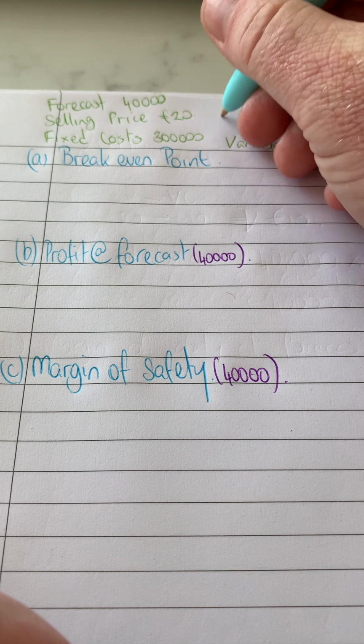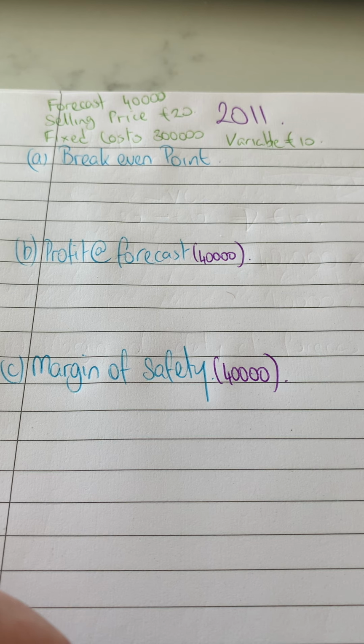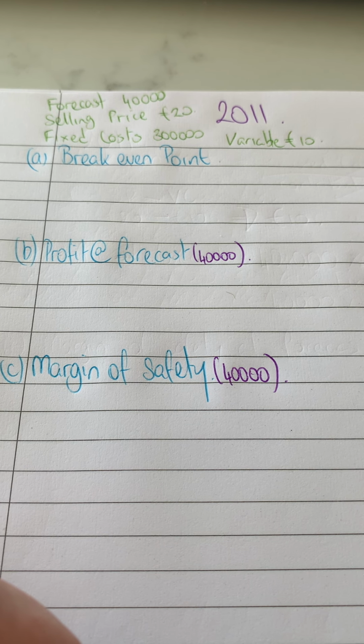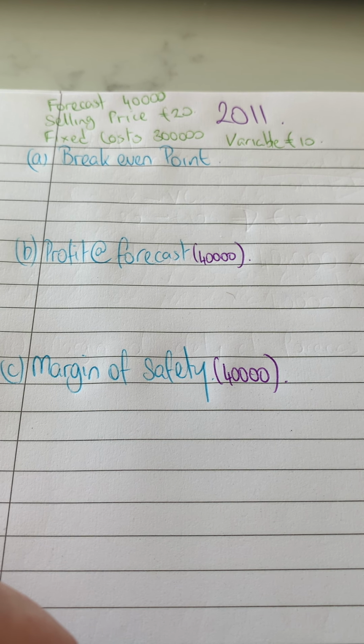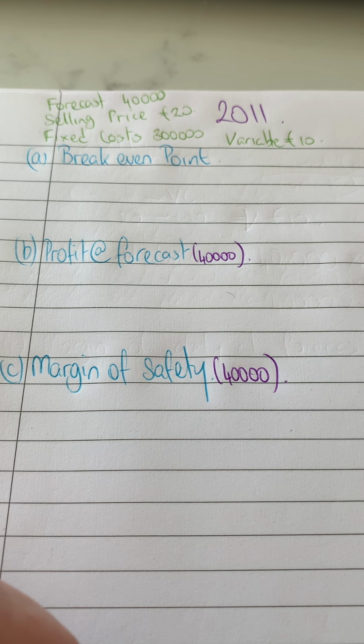Right, 2011 break-even point question. The information that's given to us is that we have a forecast of 40,000 units, a selling price of 20 euros per unit, fixed costs of 300,000, and variable cost of 10 euros.